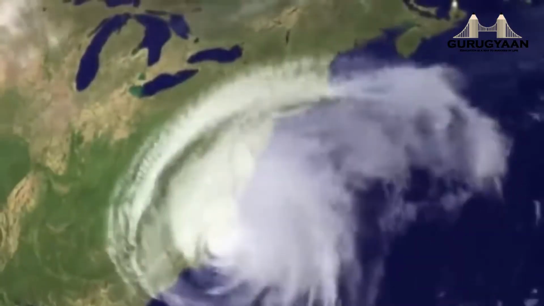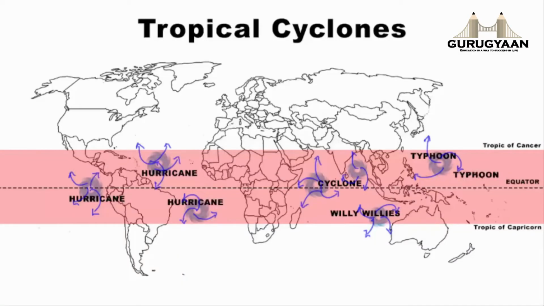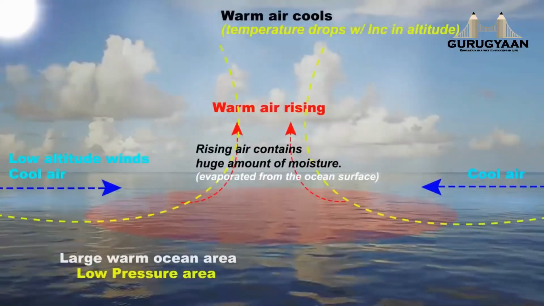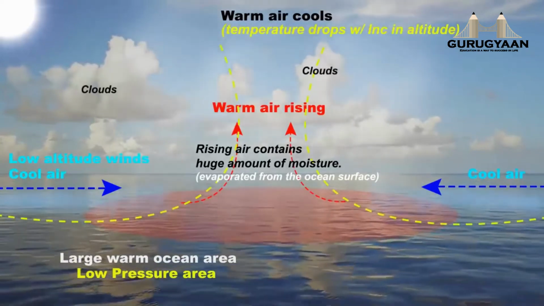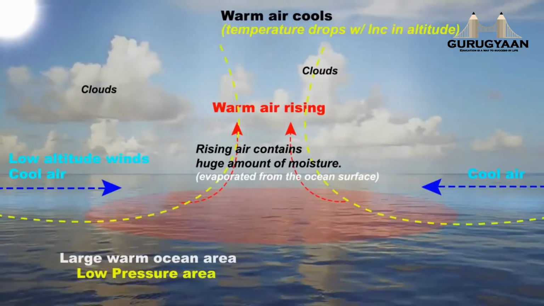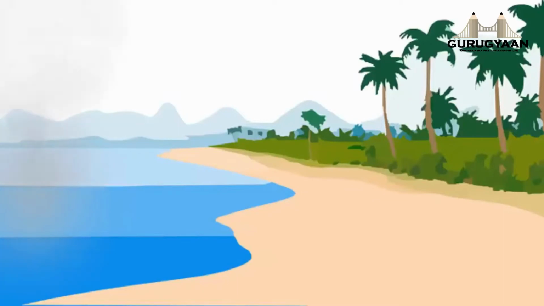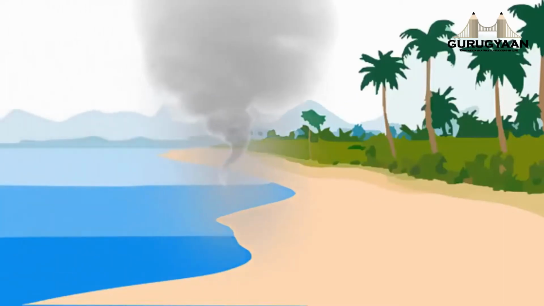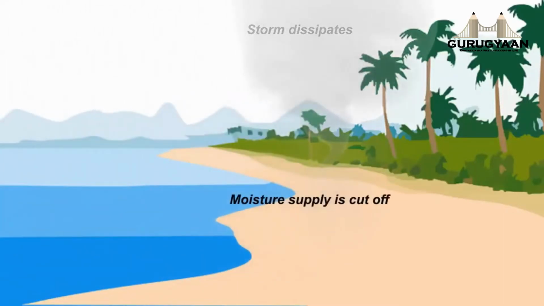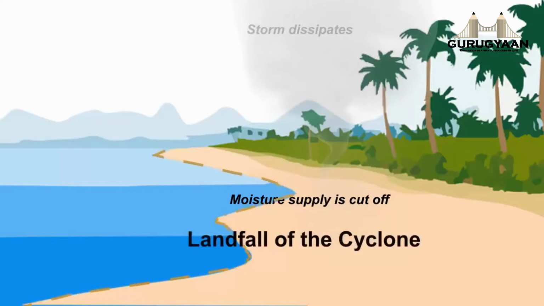Tropical cyclones are intense, and in the beginning we have read that it occurs over the ocean surface and coastal region because there is a continuous supply of moisture from the ocean or sea. When it reaches the land, the moisture supply is cut off and the storm dissipates. The place where the tropical cyclone crosses the coast, after which the landmass starts, is called the landfall of the cyclone, meaning the power of the cyclone naturally decreases because the supply of moisture is cut off.